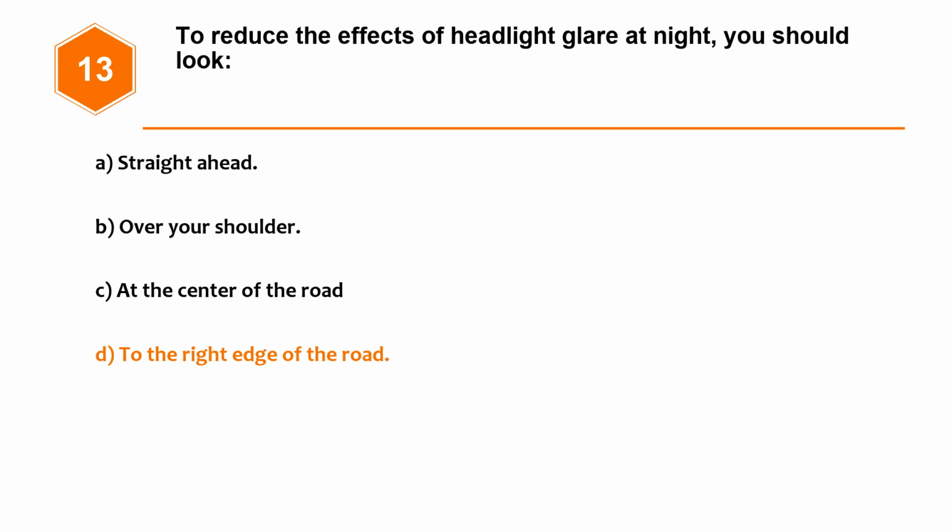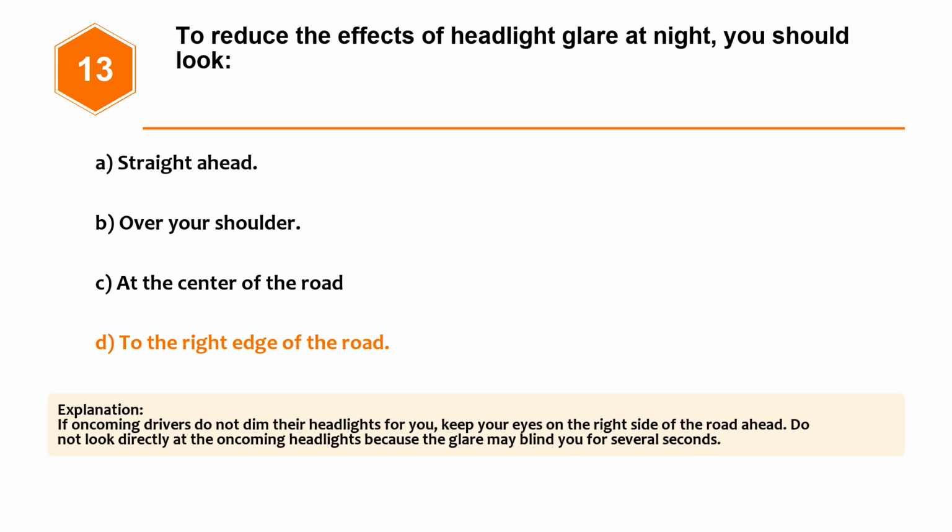The correct answer is option D, to the right edge of the road. Explanation. If oncoming drivers do not dim their headlights for you, keep your eyes on the right side of the road ahead. Do not look directly at the oncoming headlights because the glare may blind you for several seconds.